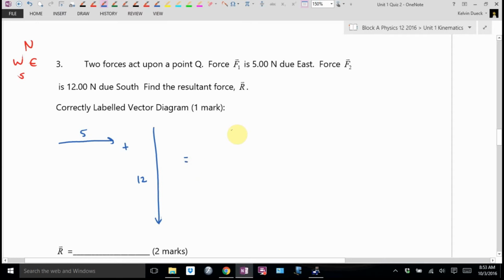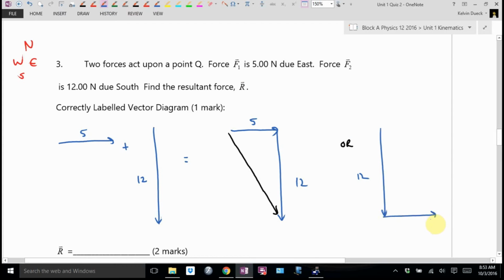Anyways, I will give you 1 mark if I see 5 plus 12, and then I have to see, for the 1 mark, a line with an arrow drawn pointing down like that. Or I would give you 1 mark if you did it this way. If you went 12 first, 5 next, you'll notice, James, I get the same arrow pointing down. Here is the mystery force F. I give you 1 mark for either of those.